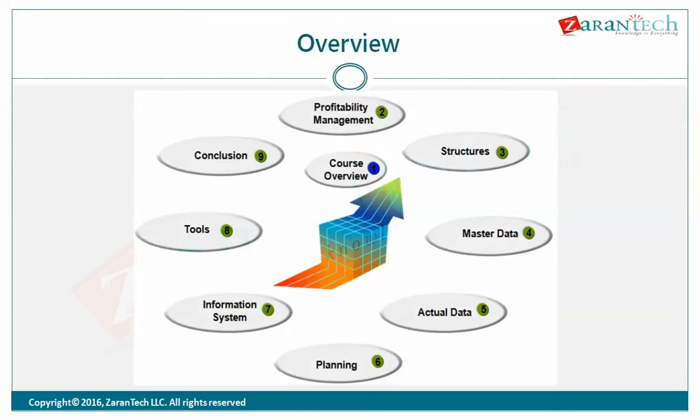So what we are going to talk about is a course overview of what we will discuss later. First is profitability management, then we will move on to structures, then master data, then actual data, then planning, then information system, then tools, and then we conclude. So this is the overall course structure. We are going to talk about profitability management first.